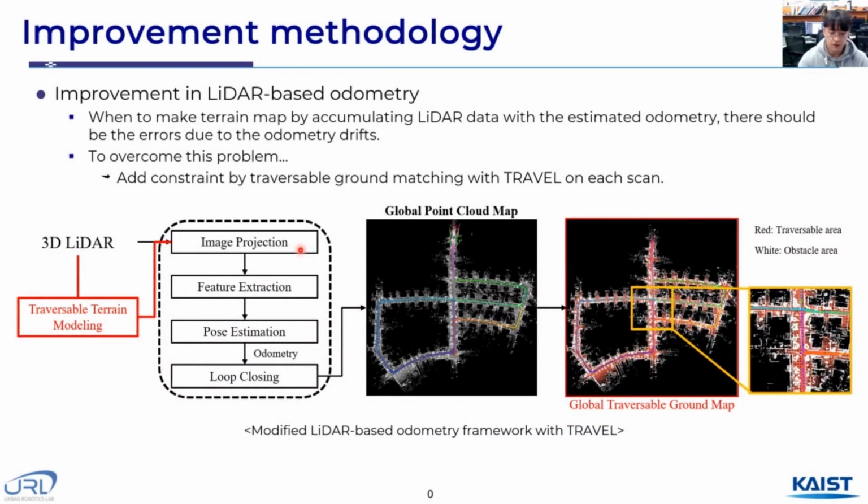I am Minho Oh and I will share the improvement method with the comparison results. Firstly, according to the odometry, when making a terrain map by accumulating LiDAR data with the estimated odometry, there will be errors due to the odometry drift. So to overcome this problem, we add a constraint by traversable ground matching with Travel on each scan. This is the framework for our modified LiDAR-based odometry, this part is modified, and this shows the accumulated data with the Travel ground constraint.